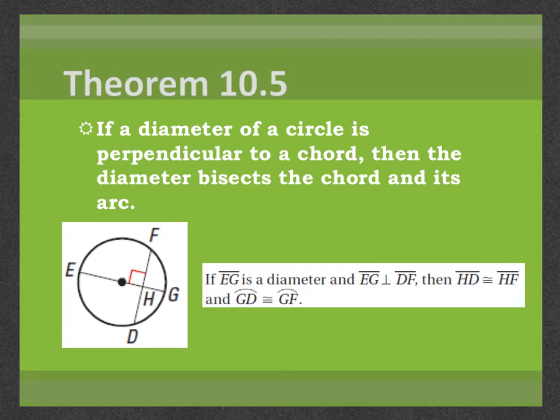And 10.5 says, if a diameter of a circle is perpendicular to a chord, then its diameter bisects the chord and its arc. So this is the converse of the last one. This time we know that there's a diameter, so we know G is the diameter, and also that it's perpendicular to this chord. If those two things are true, then I know that FH is cut into two congruent parts. And not only does it bisect that chord, but it also bisects the arc, which means arc FG would be congruent to arc GD.